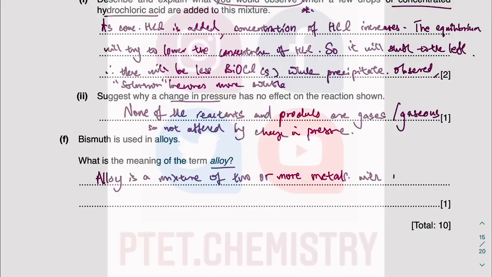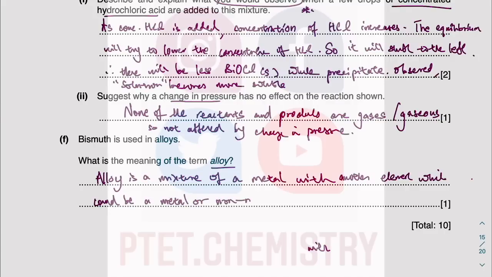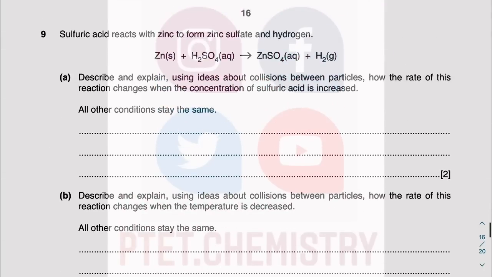With another element, maybe. So it's not just a mixture of metals, you can have it with another element. Maybe I should rephrase that. Mixture of a metal with another element, which could be a metal or non-metal. But what is important is it's a mixture. You are not reacting the 2 together. Okay, I think this is the last question in this paper.